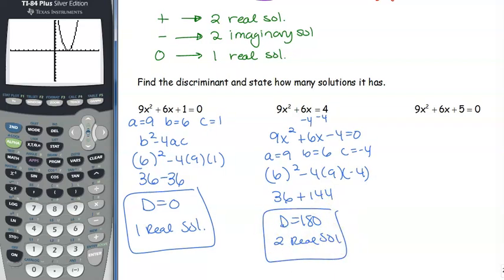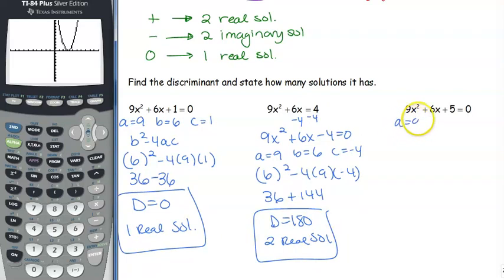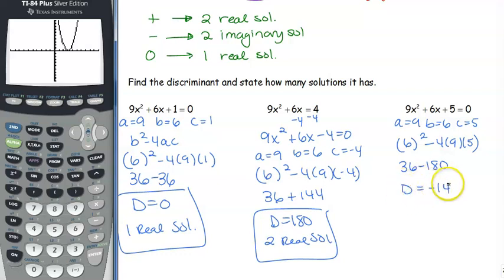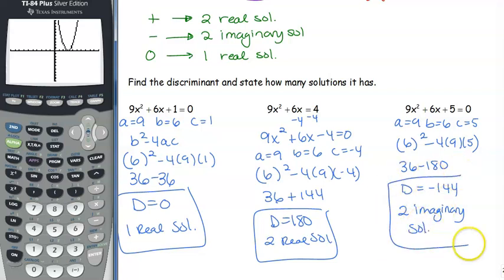And last but not least, our a is 9, our b is 6, and our c is 5. So we've got 6 squared minus 4 times a times c, which gives us 36 minus 180. So our discriminant value is a negative 144. Because it is a negative number, we're going to have two imaginary solutions. So just by looking at the number that's underneath the square root, we're going to determine how many solutions the equation is going to have in the end.